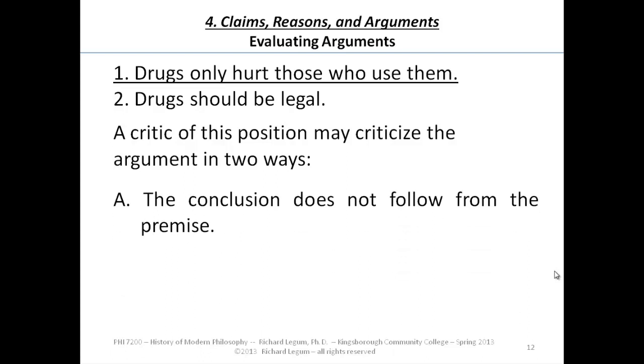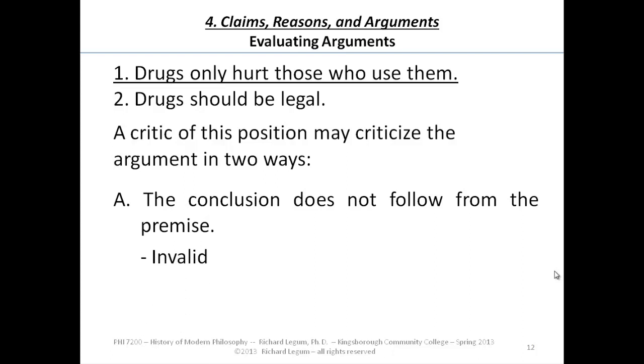wait a second, there's no connection between drugs only hurting those who use them and being legal. That is, a critic would think the conclusion just doesn't follow from the premises. The question is, what is the connection between drugs only hurting the people who use them, and drugs should be legal? Somebody will say this is a bad argument because that conclusion does not follow logically from the premise.